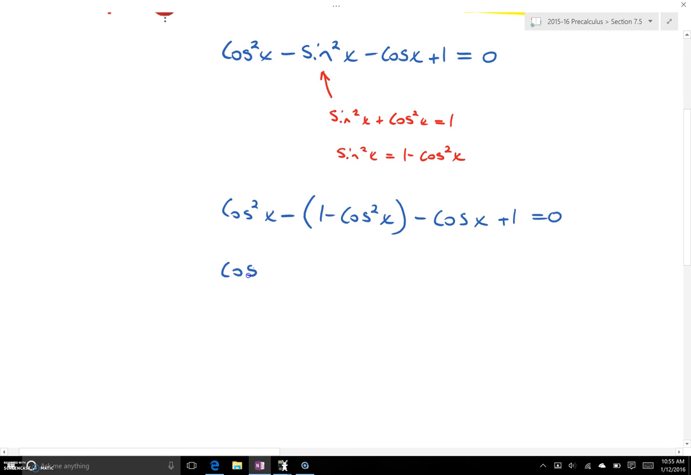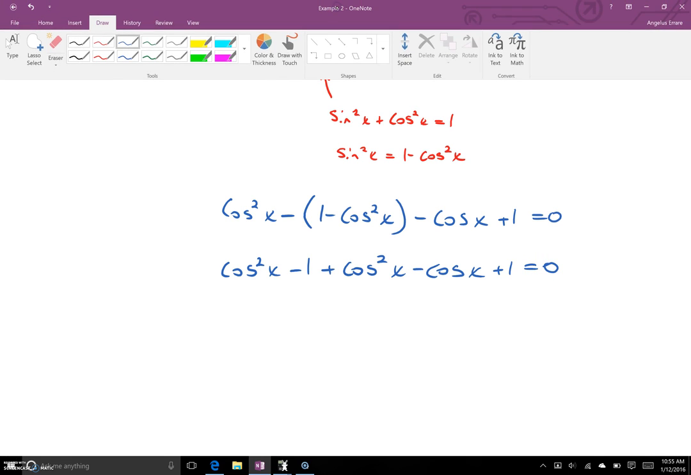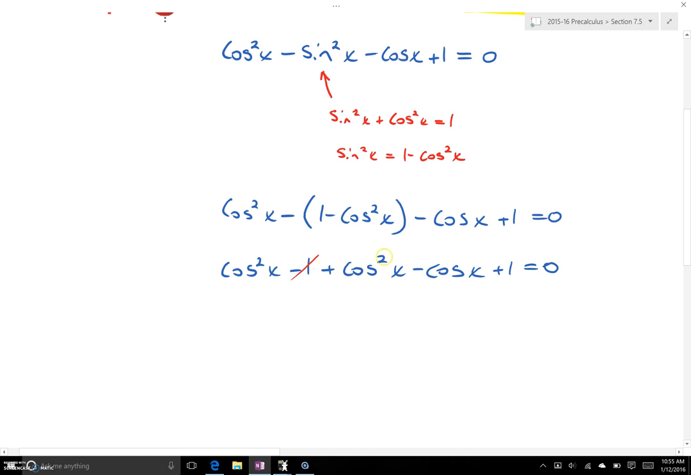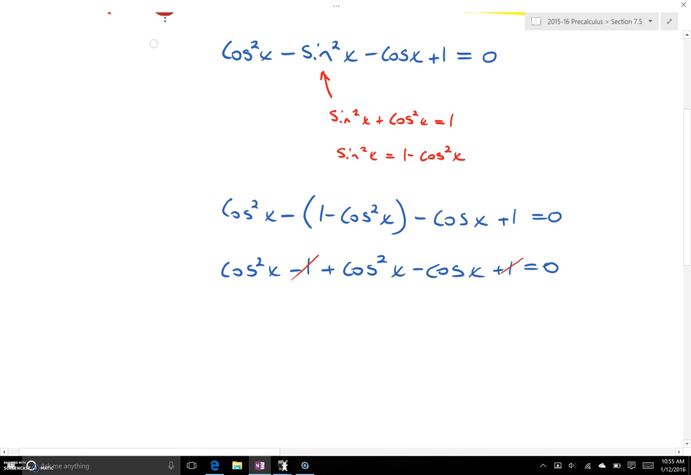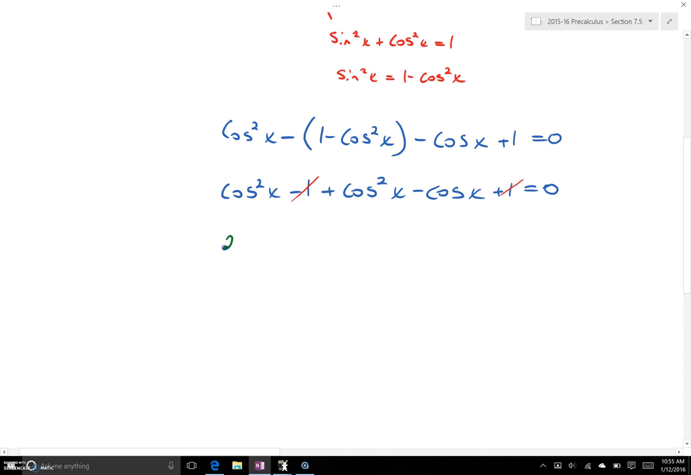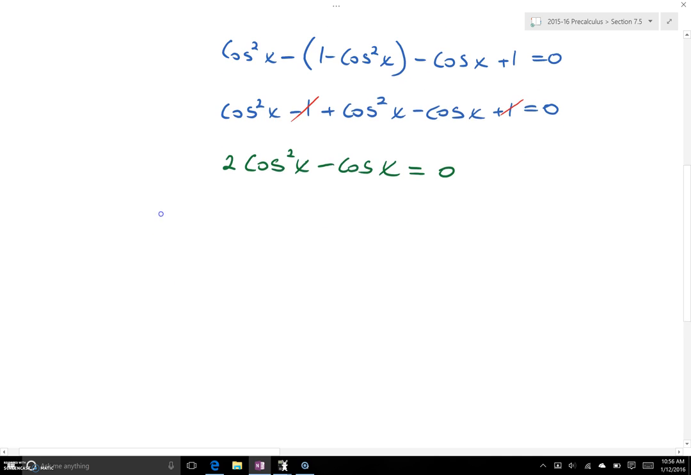So we're going to have cosine squared x minus 1 plus cosine squared x minus cosine x plus 1 equals 0. So we've got some stuff that's going to cancel out here. This minus 1 and positive 1 are going to sum to 0. And we'll have 2 cosine squared x minus cosine x equals 0. So there we go. Now we have something that we can factor out a common term.